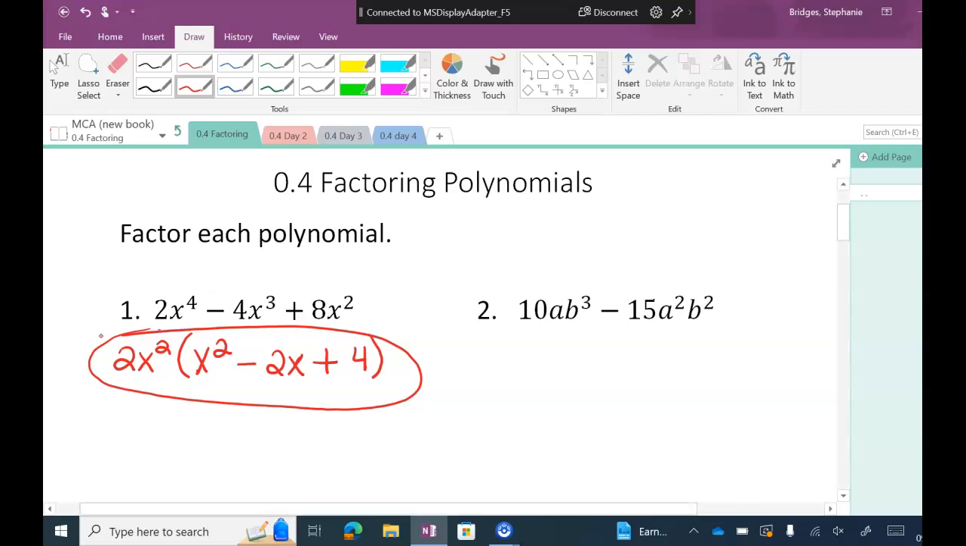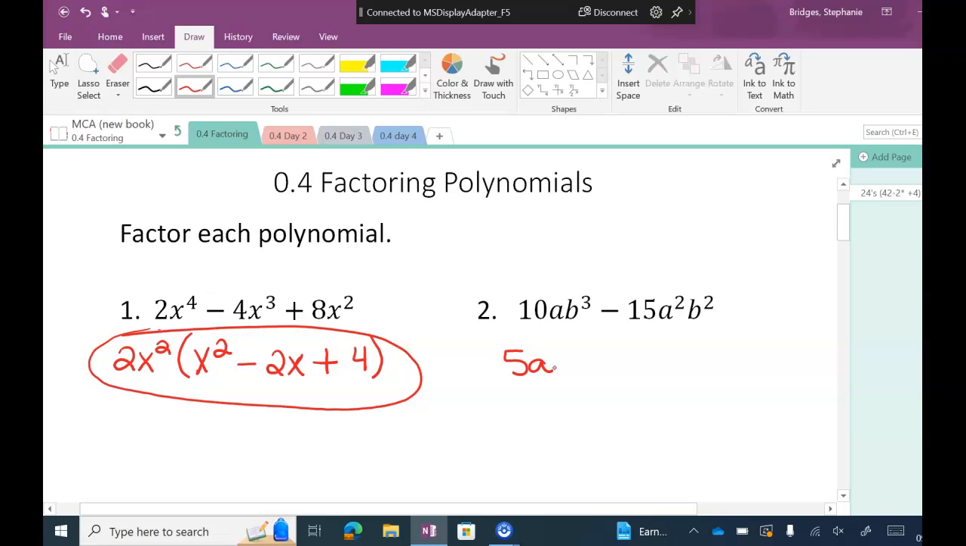Same thing here. We have 10ab to the 3rd minus 15a squared b squared. So what we're looking for first is, what is it that they may have in common? And I always think about it individually, starting with your numbers. What is it that 10 and 15 can both pull out, or we have in common? They can both divide by 5. Okay, so we can pull out a 5. Our first term has a to the 1st. Our second term has an a squared. What do they have in common? Just 1a. Okay, so we're going to put that next to the 5.